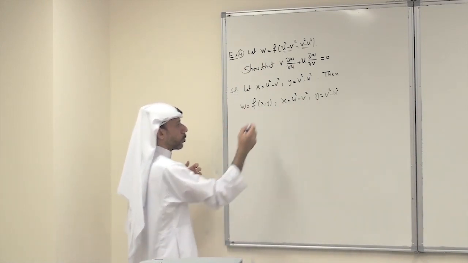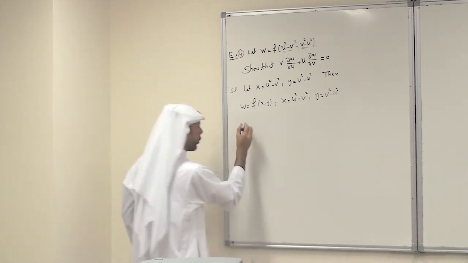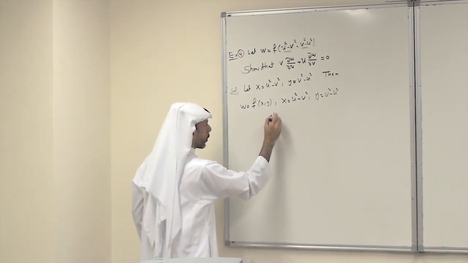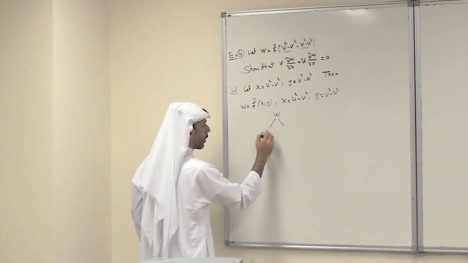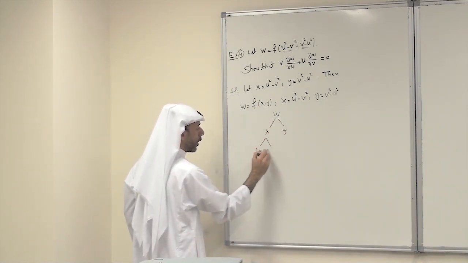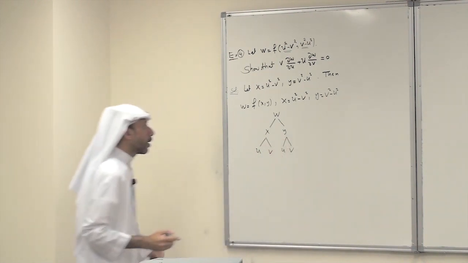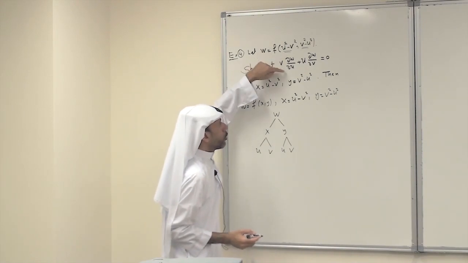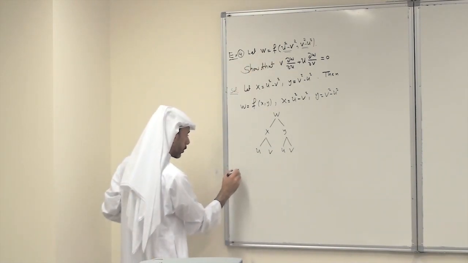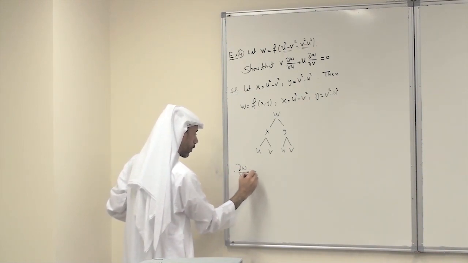And to apply the chain rule, we have to just connect the variables. So we have w here. W is a function of x and y, and x is a function of u and v, y is a function of u and v. So we have to find partial w, partial u. So here partial w, partial u.